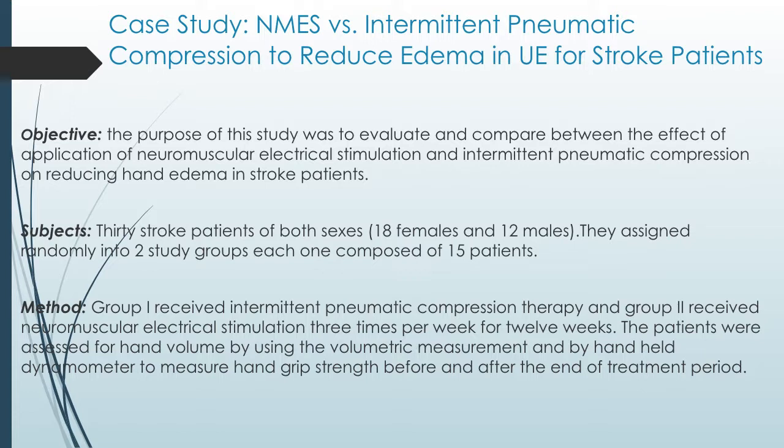Method. Group 1 received intermittent pneumatic compression therapy, and Group 2 received neuromuscular electrical stimulation 3 times per week for 12 weeks. The patients were assessed for hand volume by using the volumetric measurement and by hand-held dynamometer to measure hand grip strength before and after the end of treatment period.